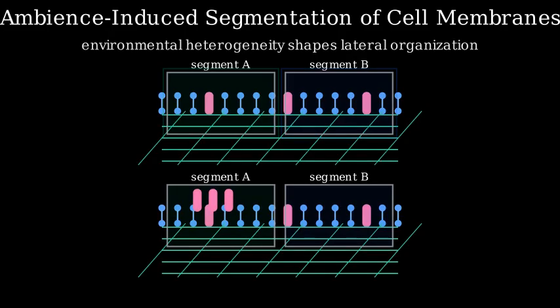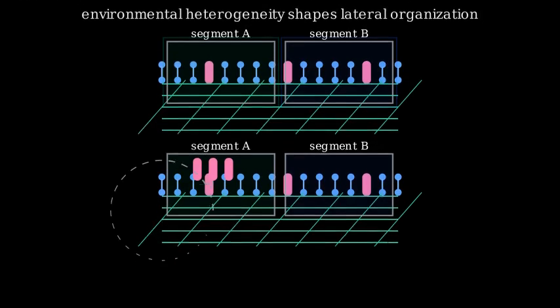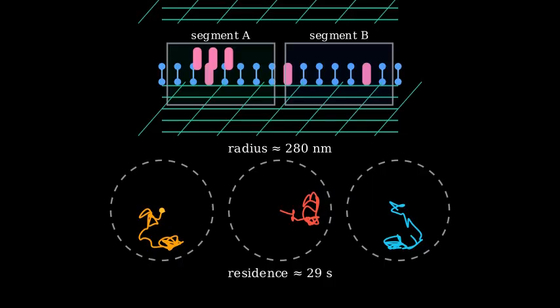How do we detect such segmentation? Single particle tracking follows one labeled molecule over time. This trajectory shows confined diffusion inside one segment, then an occasional hop into a neighboring segment, and again confined motion. In one classic experiment with a 40 nanometer gold tag on a transferrin receptor, the average segment radius was about 280 nanometers, and the average residence time in a segment was about 29 seconds.